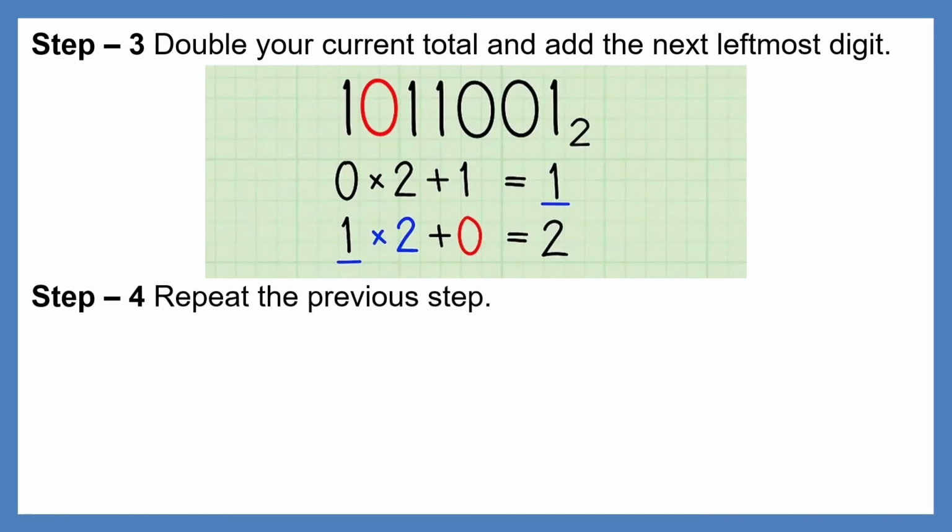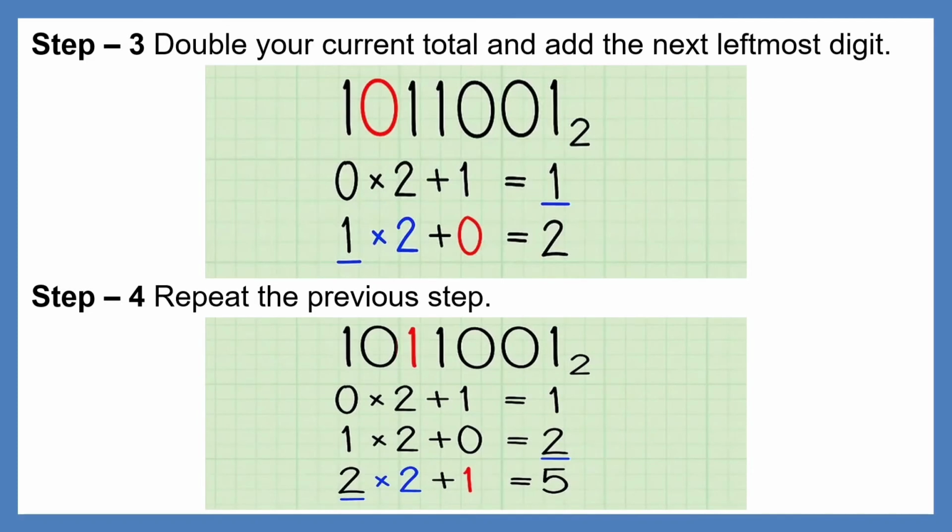Next, you're going to repeat the previous step. The previous total is 2, underlined in blue. You double 2, which is 2 times 2, equal to 4, and then add the current bit, which is 1. So 2 times 2 is 4, plus 1 is equal to 5.